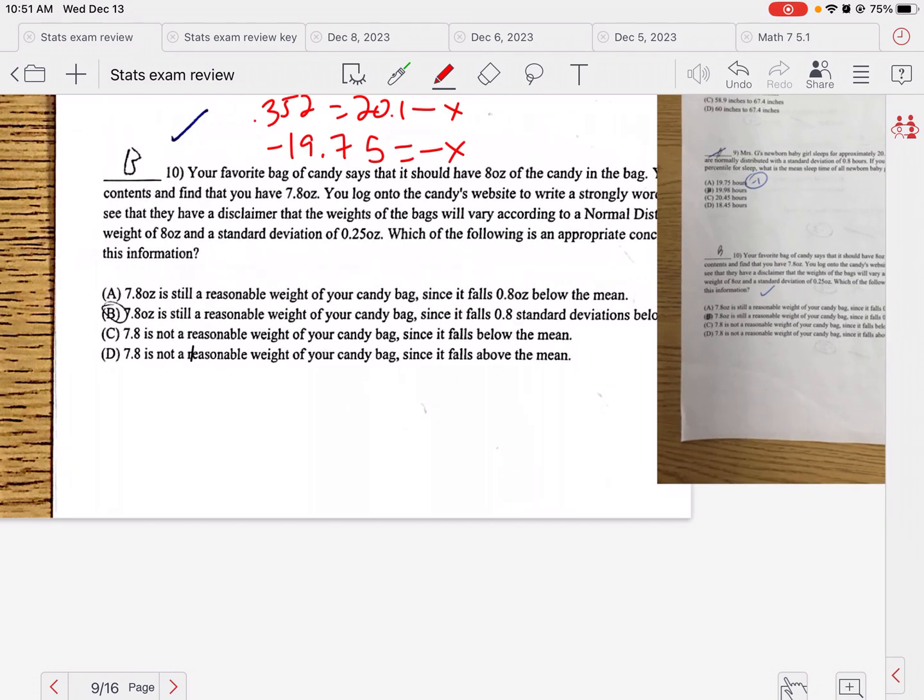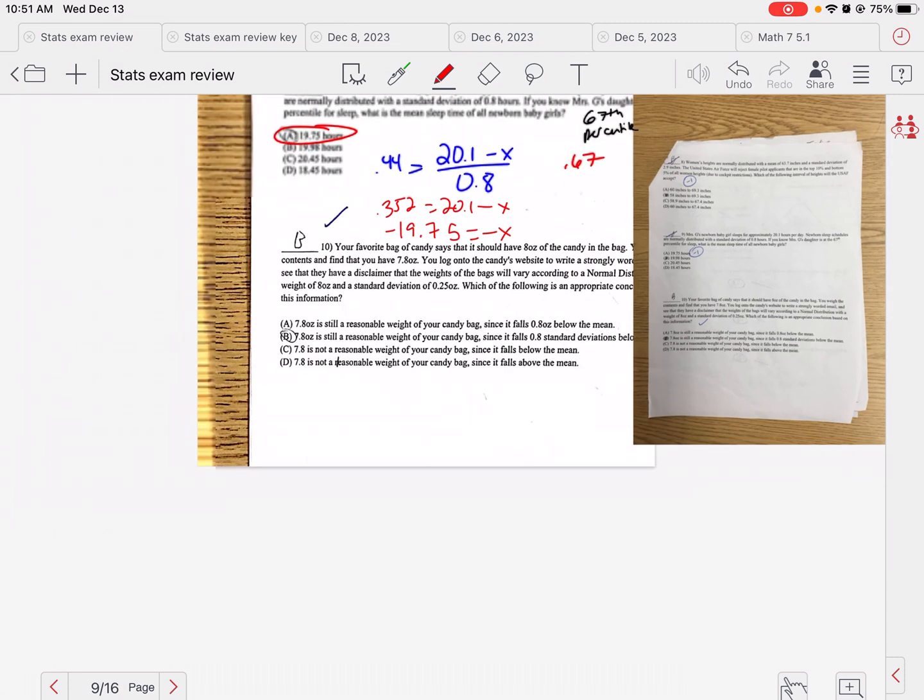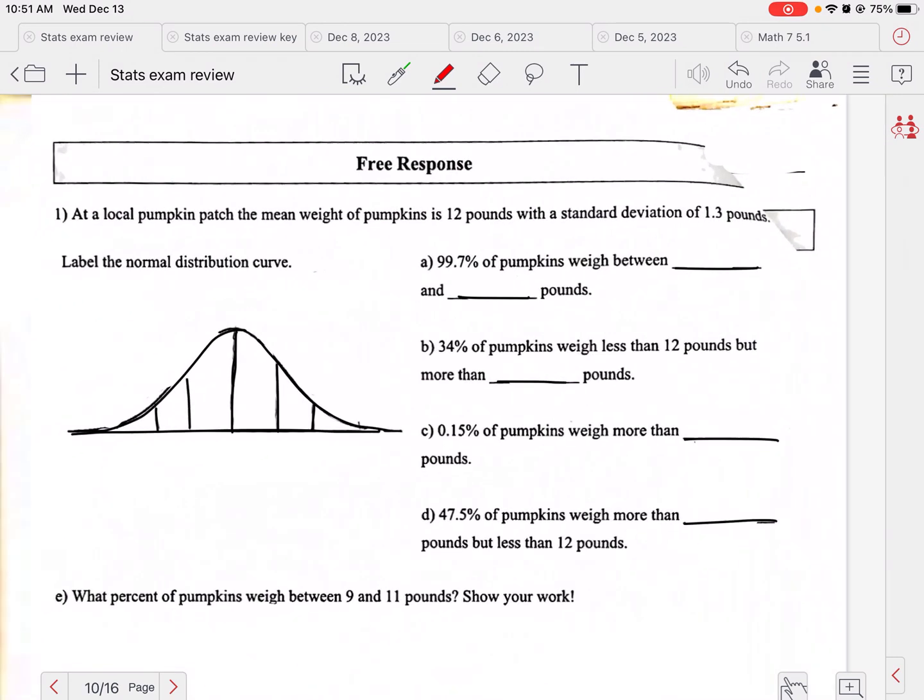So it is right that 7.8 is still a reasonable weight of your candy bag since it falls 0.8 standard deviations below our mean. It is completely normal that if we take away 0.25 ounces from that, that's still going to be within that range of the points, the 7.8. So we wouldn't say that's not reasonable. 7.8 is within range. Okay, moving right along.